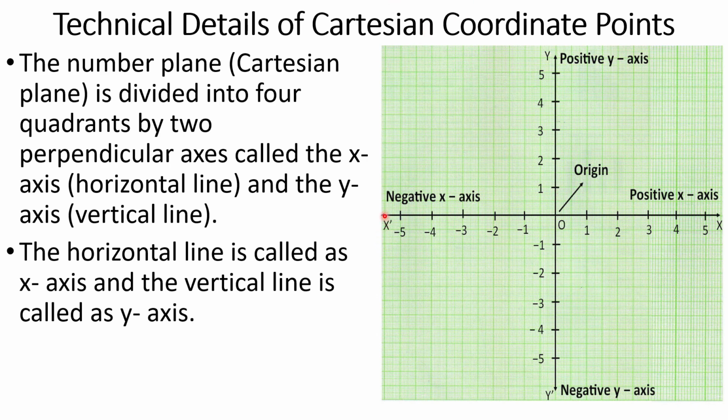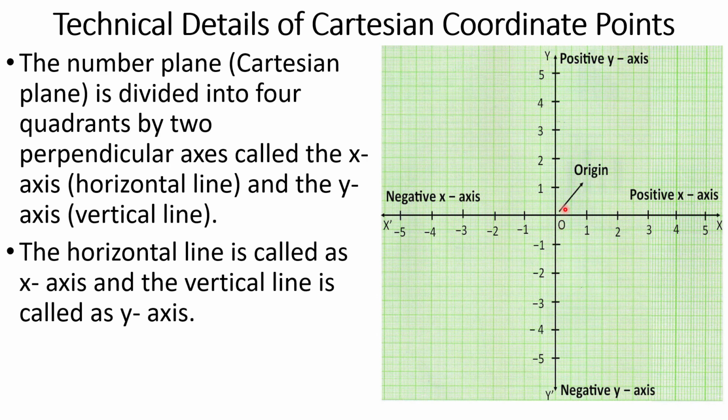We already know from junior classes that the horizontal line is my x-axis and the vertical line is called the y-axis. Both x and y axes intersect at 90 degrees. They are perpendicular. The intersection point is called the origin. This origin is always denoted as 0, 0.